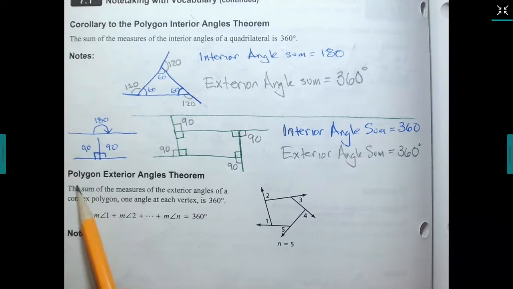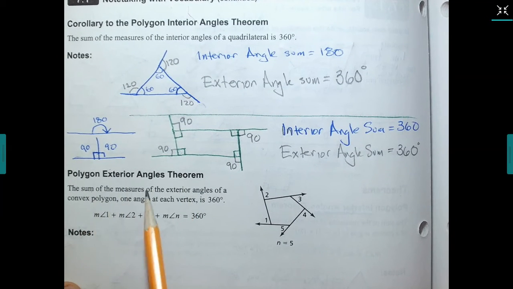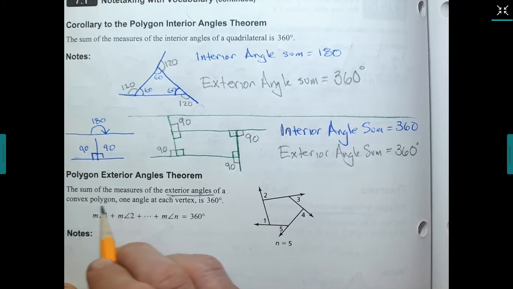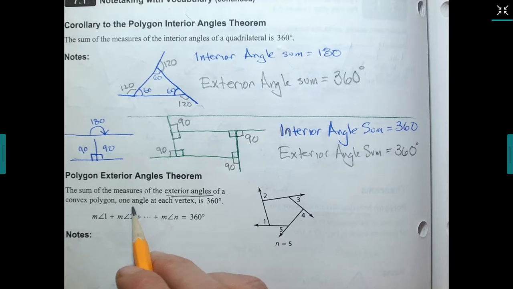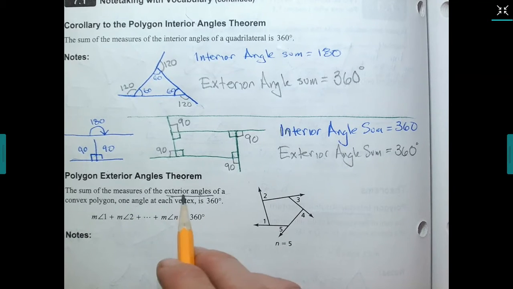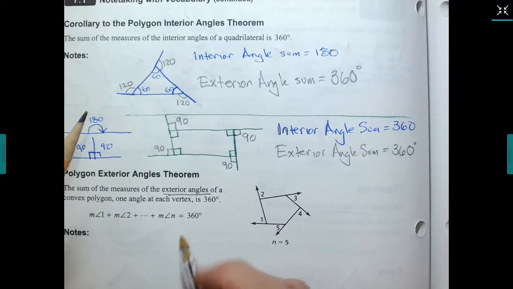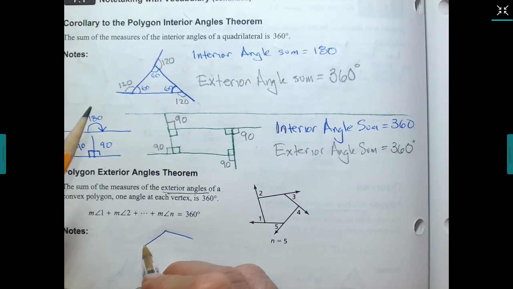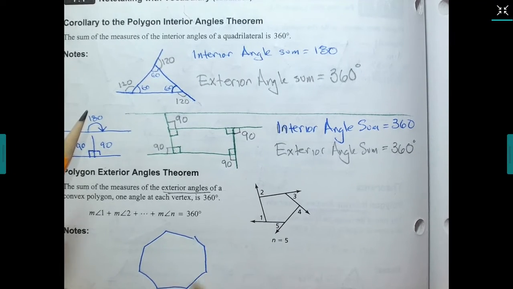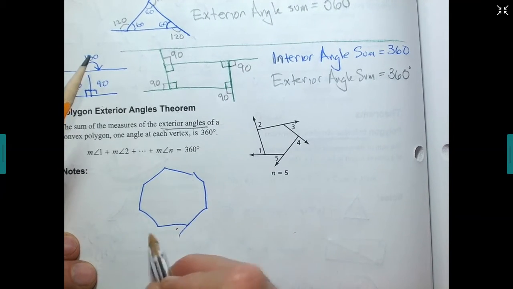So, hey, Polygon Exterior Angles Theorem. The sum of the measures of the exterior angles of a convex polygon, one angle at each vertex, is 360. So what it's saying is that no matter what kind of convex polygon you have, if I have a 10-sided shape, 1, 2, 3, 4, 5, 6, 7, 8. Well, that's an 8-sided shape.